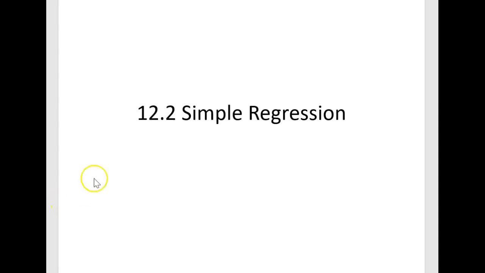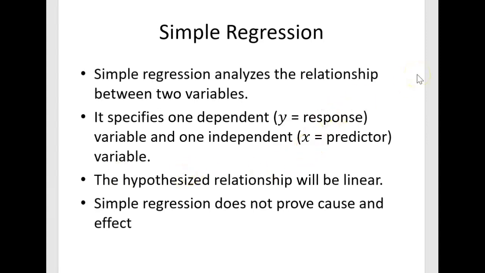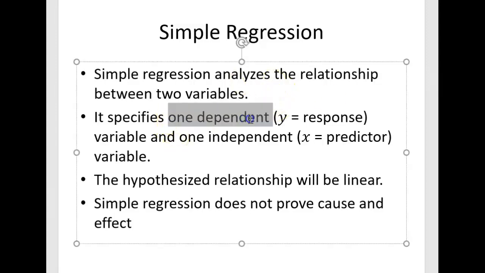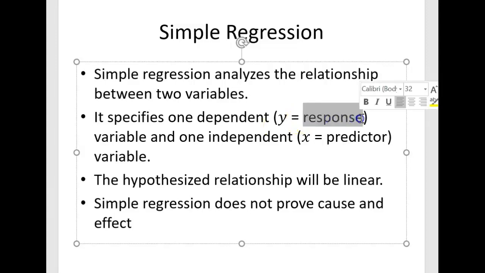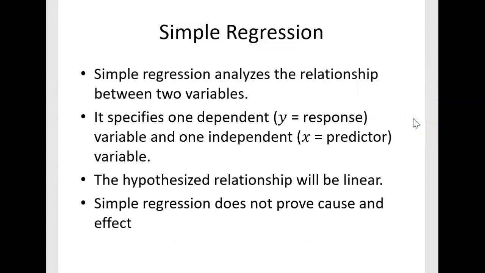Section 2.12.2 is simple regression. And simple regression is an analysis between two continuous variables. So in this case, we have one dependent variable, and we're going to term that as y. That's the notation, y, and that is called the response variable. This is the variable that we're trying to explain differences in.